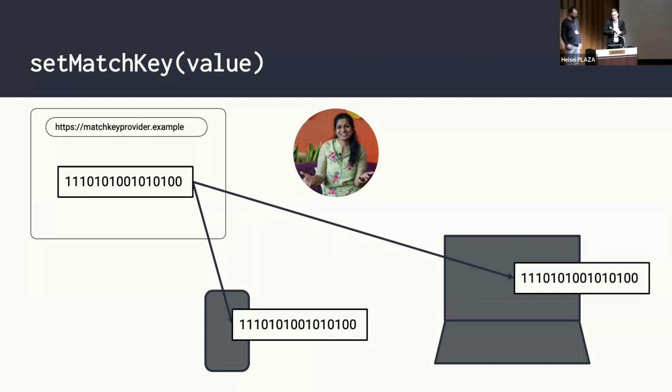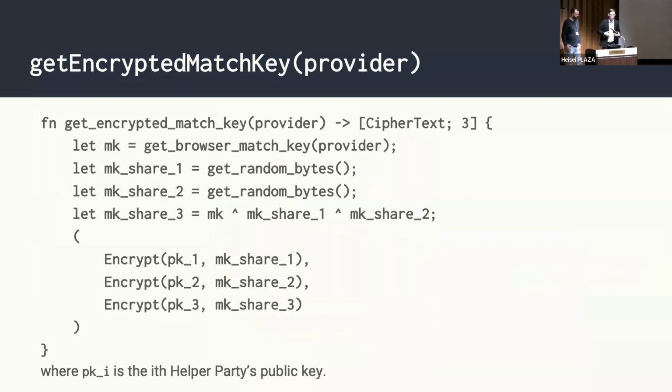But protecting against a malicious match key provider is currently one of our open research problems that we're going to talk about later. So while we're continuing this research, we can fall back on a simpler design that doesn't support cross-device matching by having each device simply generate a random local key. So the actual raw value of this match key would never be revealed to any site. Instead, sites would just call this second API, get encrypted match key, to obtain a unique, random secret sharing of the match key, where each share has been encrypted towards one of the helper parties in a helper party network.